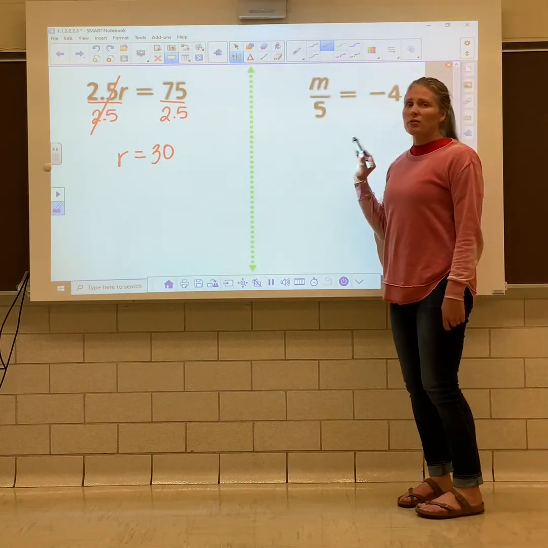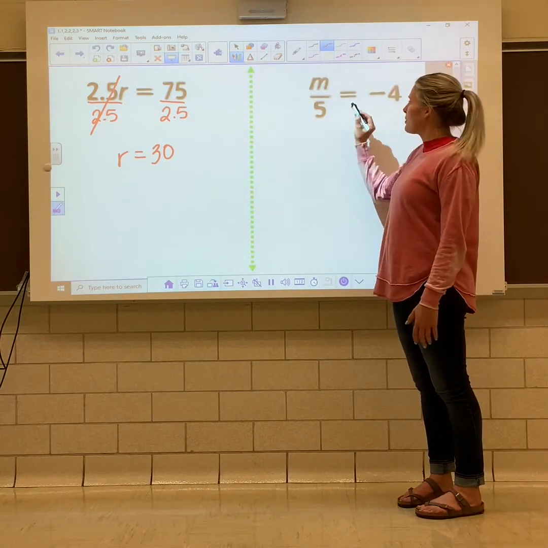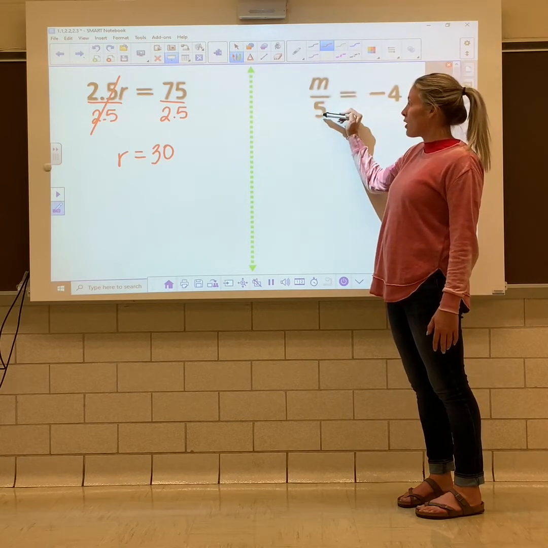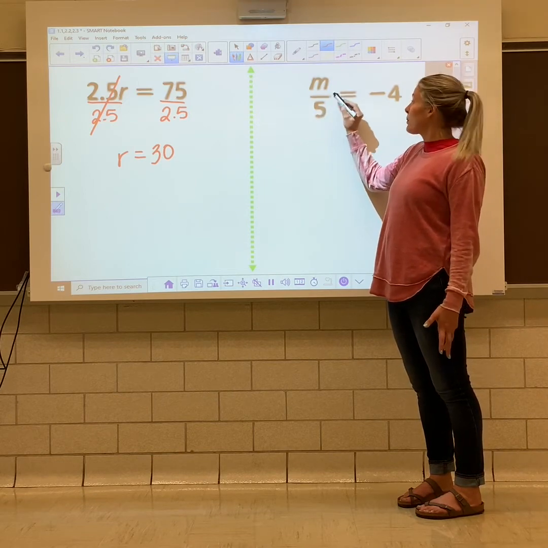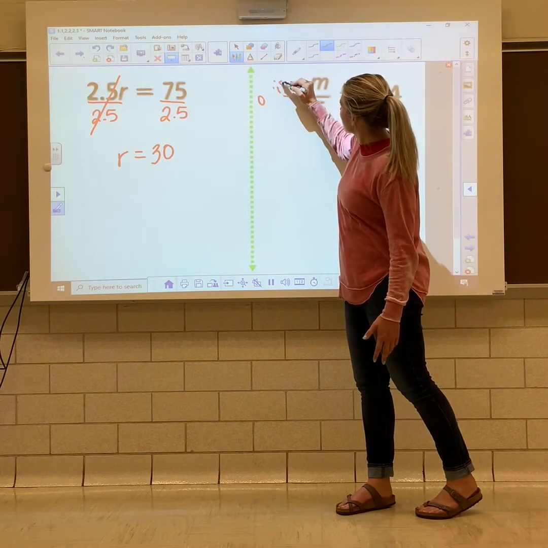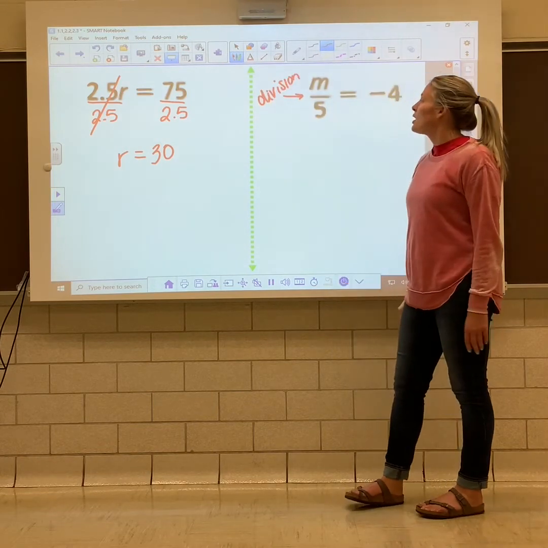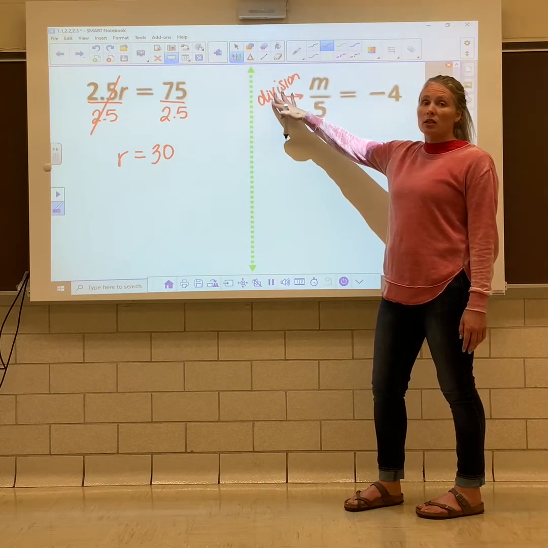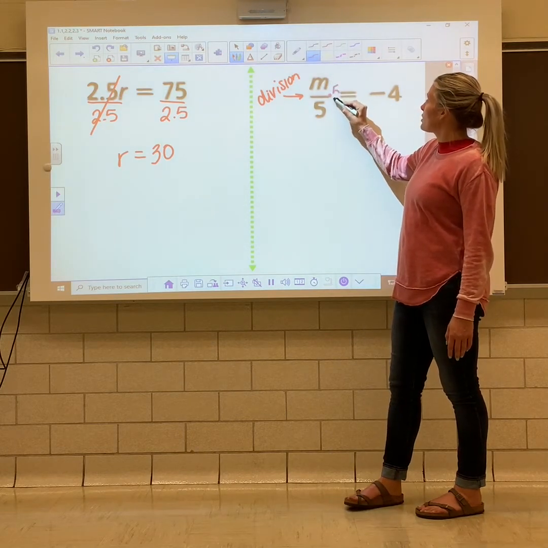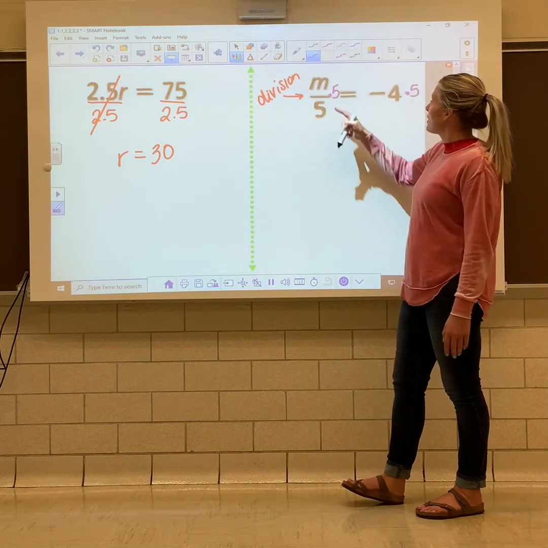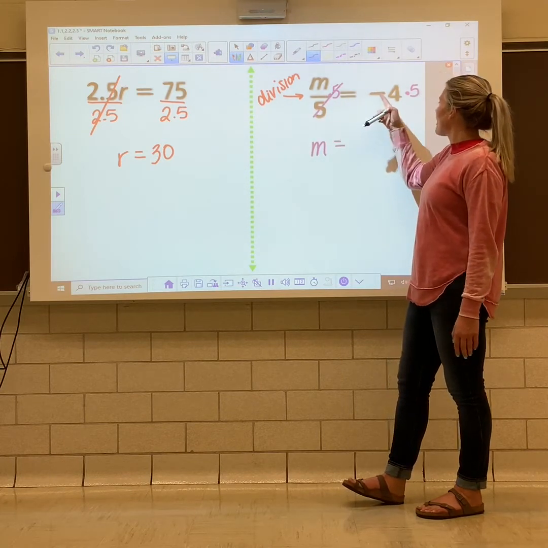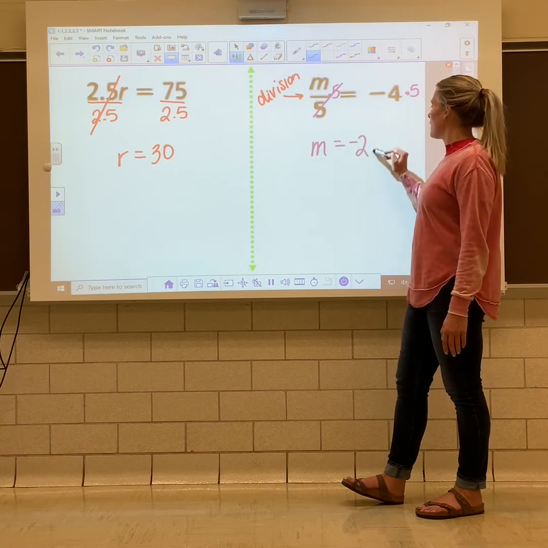This next example is very tricky for students, mainly because of the notation. When we have m with the fraction bar over 5, this represents division. Alright, so we need to use the inverse operation of division, which is multiplication. So I'm going to multiply each side by 5. That undoes one another, so I'm left with m, and negative 4 times 5 is negative 20.